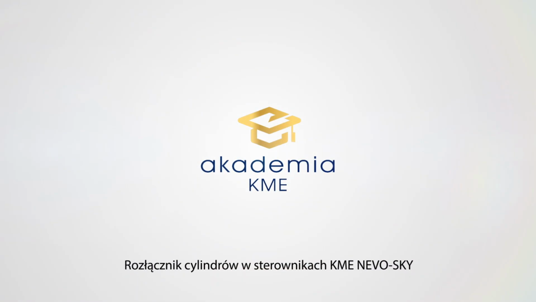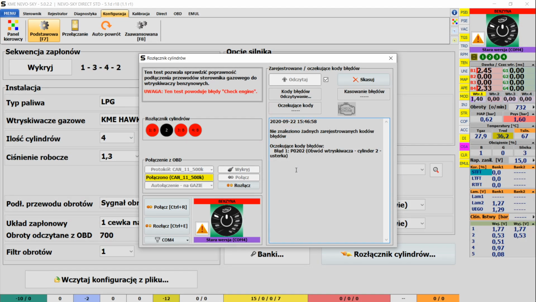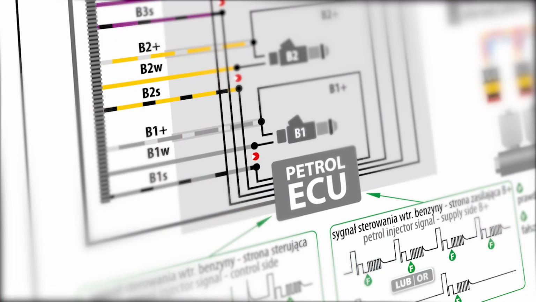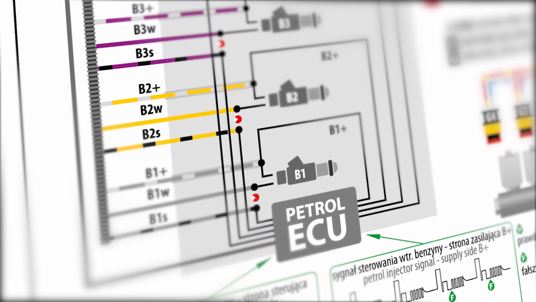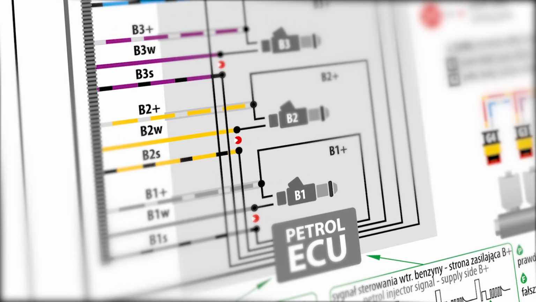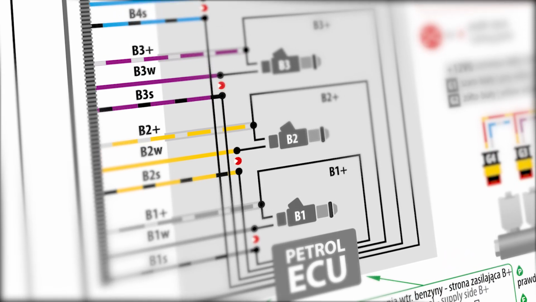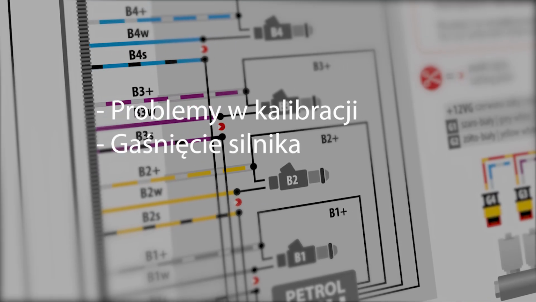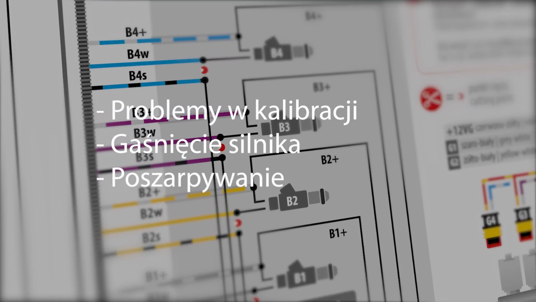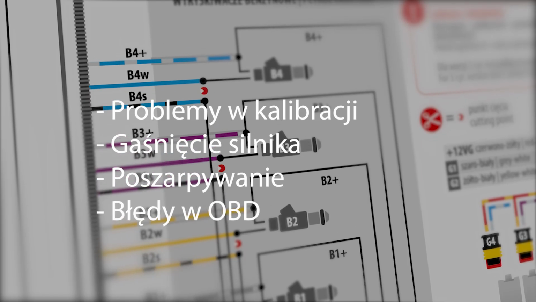In this material, you will learn how to use the cylinder disconnector tool, which is accessible within the KME NEVO-SKY software. The cylinder disconnector is a diagnostic utility intended for verifying that the gas loom is properly connected to the car. For the correct operation of the gas system, it is important that the gas controller channels correspond to the petrol controller cylinders. Symptoms of incorrect connection of the petrol injectors may include problems in calibrating the gas system, the engine dying when idling, stuttering when operating on gas fuel, or OBD errors.